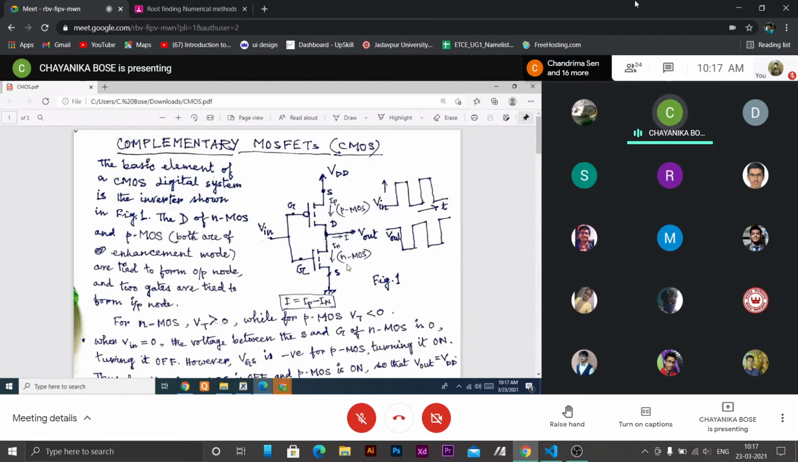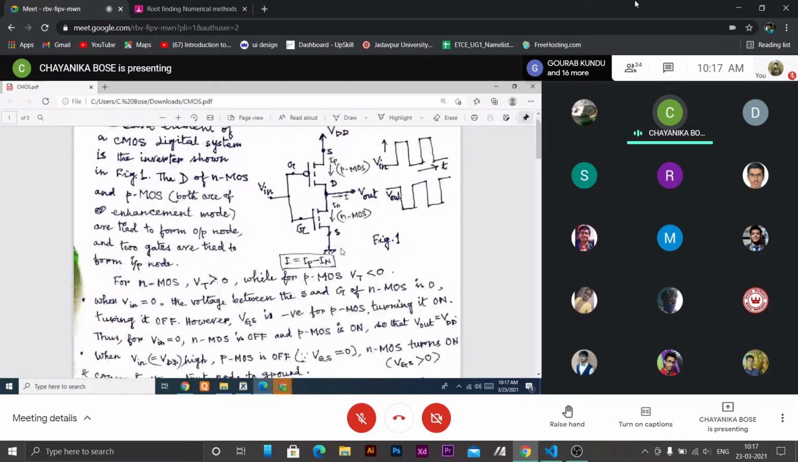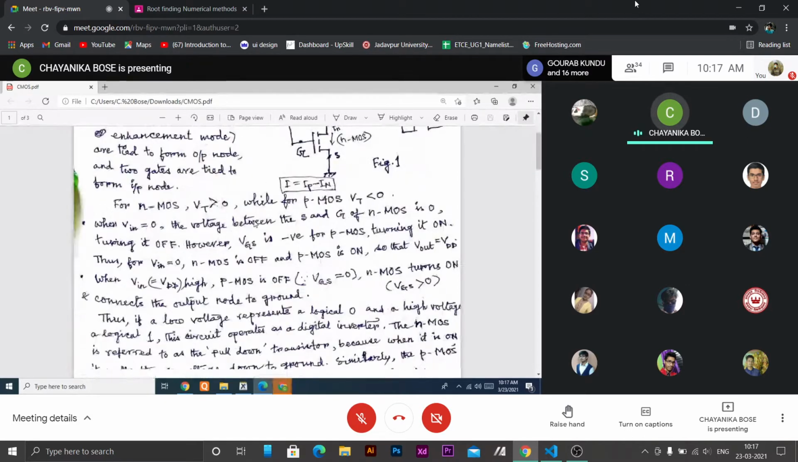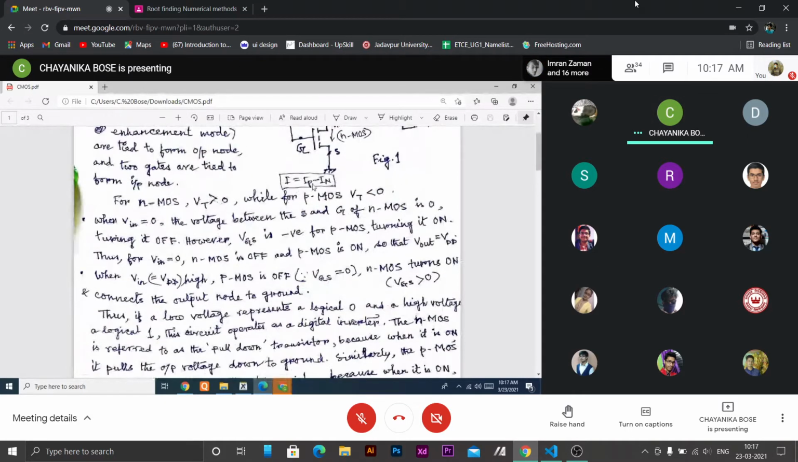So it is just the inverted form of the input signal. So it performs the inversion of digital signal. Is it clear?